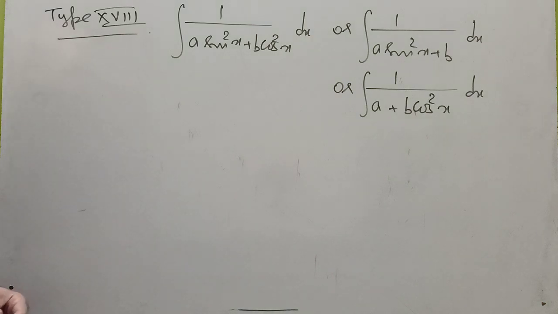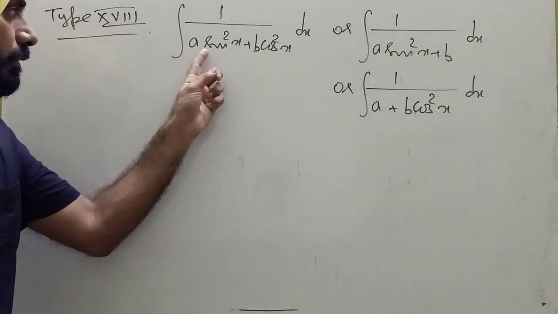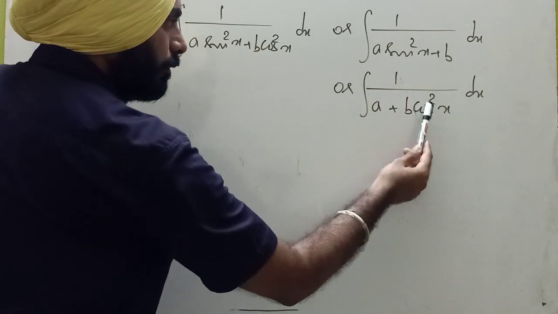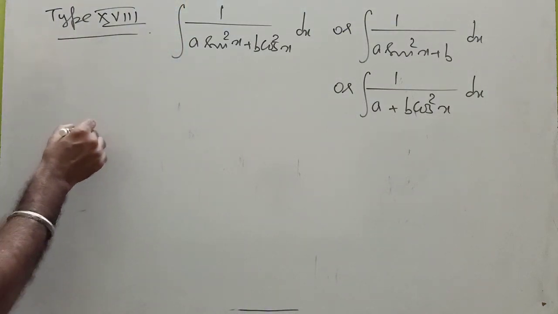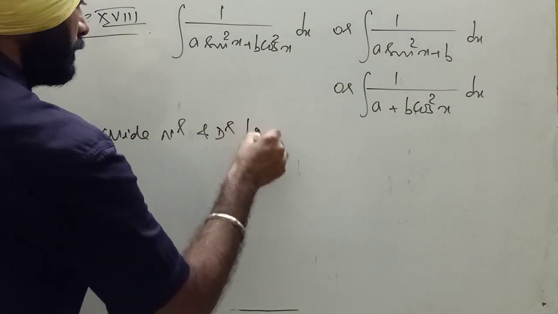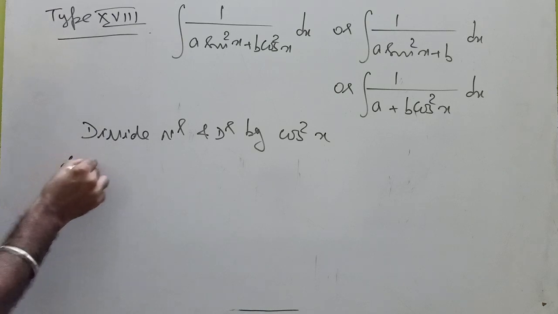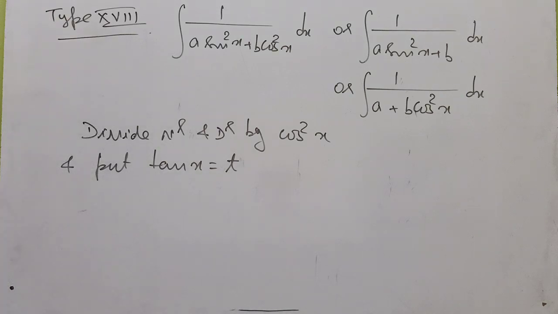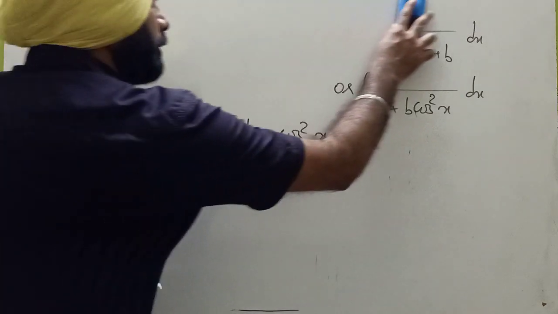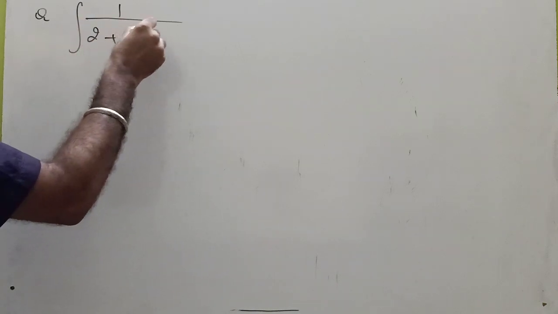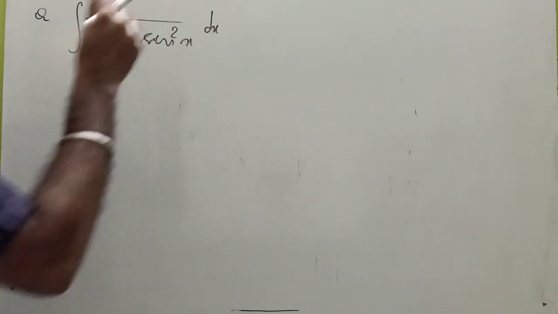Now type number 18 of integration is when there is 1 over something with sin square, cos square terms with constants, or you can say only sin square with constant, cos square with constant. Then we will divide numerator and denominator by cos square x and put tan x equal to t. So this is the type. Let us take a question based on this type, and that question is 1 by 2 plus 3 sin square x. Let us take this example.